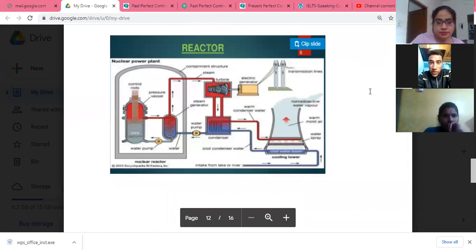Here is a diagram for your reference. It is a diagram of how a reactor works, how a nuclear power generator works.